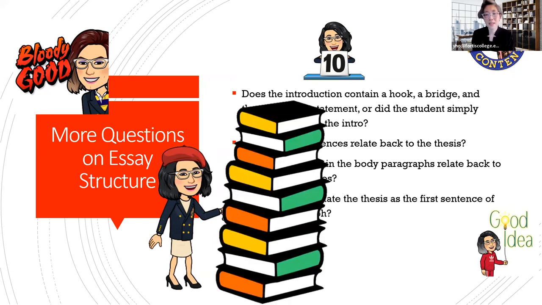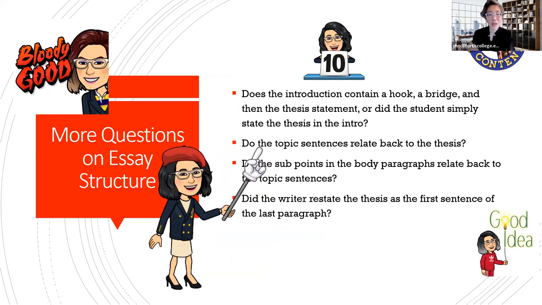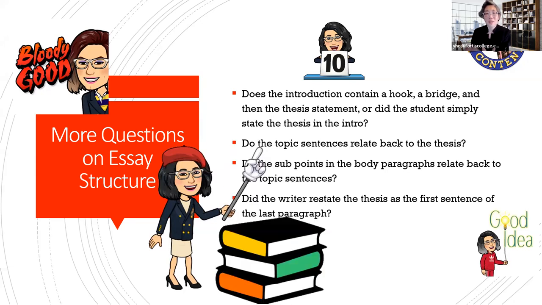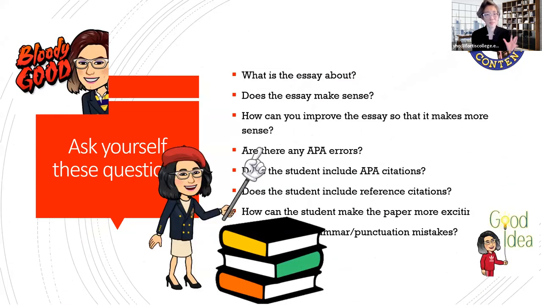Do the topic sentences relate back to the thesis? Do the subpoints in the body paragraphs relate back to the topic sentences? So you would say, well, you wrote about a peanut butter and jelly sandwich, but then in your body paragraph, you wrote about something else altogether. So do they have essay coherence? This is all about essay coherence.